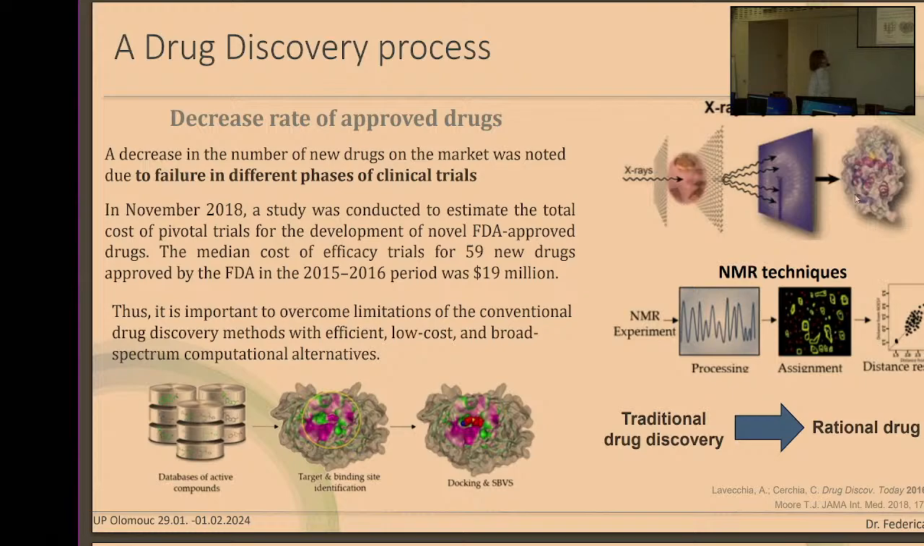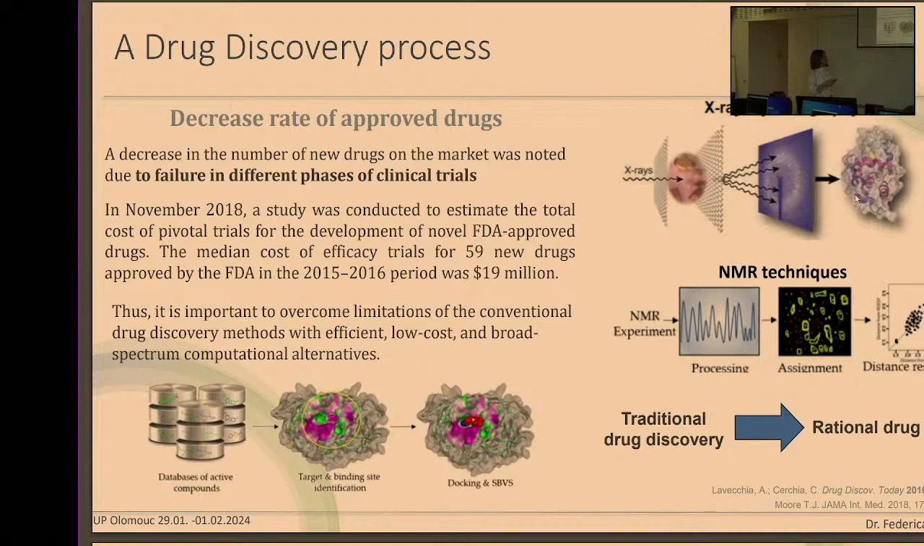From this evidence, we can see how adopting computational alternatives in the drug discovery process is really important, because they are low cost, efficient, and broad spectrum, which means that with computational alternatives, we can identify a lot of molecules, even with different scaffolds between them. So why are the computational methods so important?